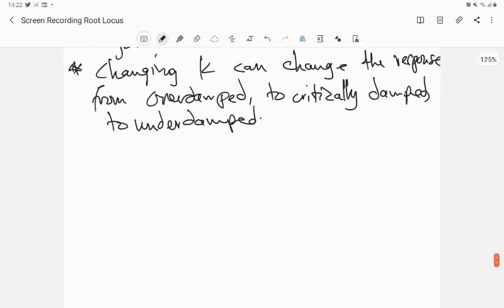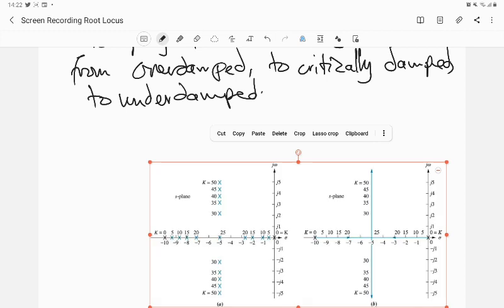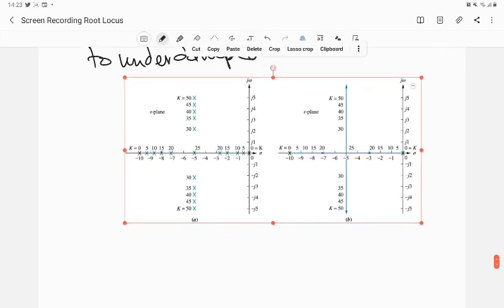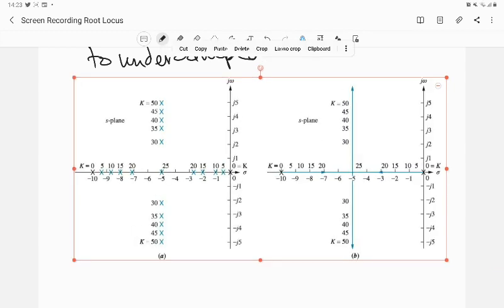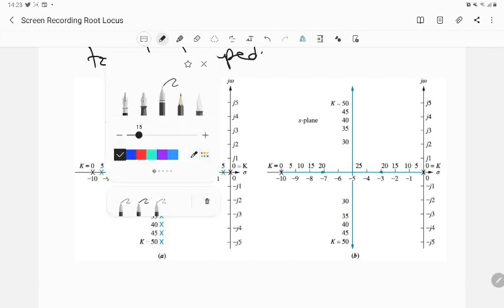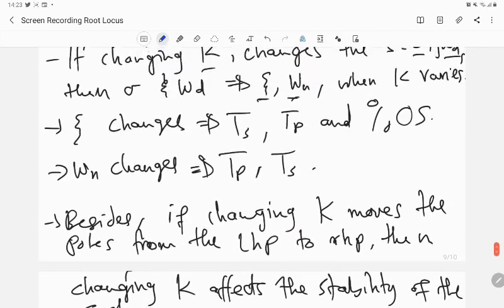So for the system we have above, let's look at what we will get if we plot the root locus. This is what is going to happen. When we have k equals 0, our roots will be here. One root will be there, and then we'll have another root.